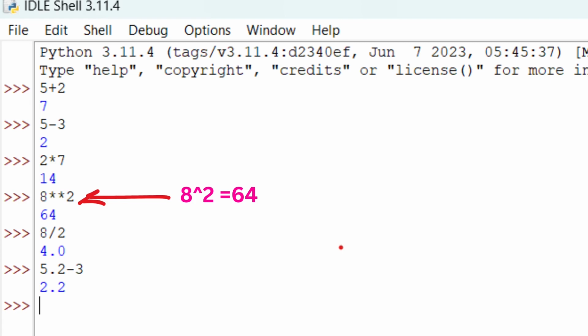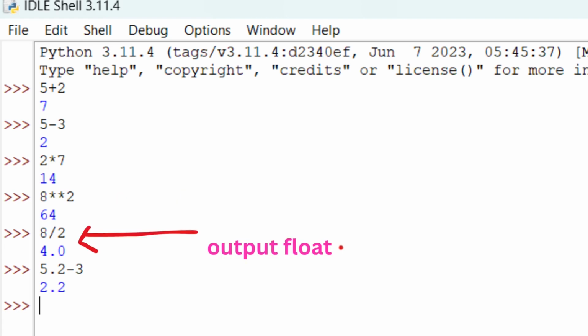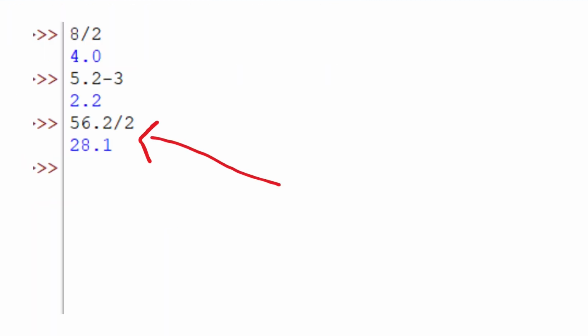So we have to use two multiplication symbols here. And when it comes to division, another point to note is that even if both the numbers are integers, we are going to get the output in float. And if you mix both integer and float, then also the output we receive is float. So a very important point that you have to note here is Python defaults to a float in any operation that uses it. Even if the output is going to be a whole number, we are going to receive it as a float. So that is a very important point to be noted here.